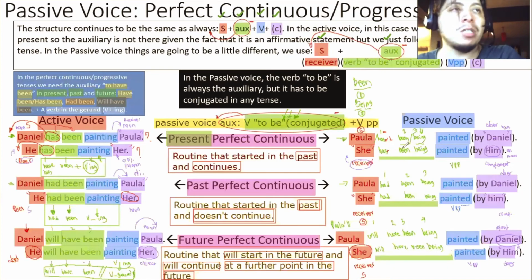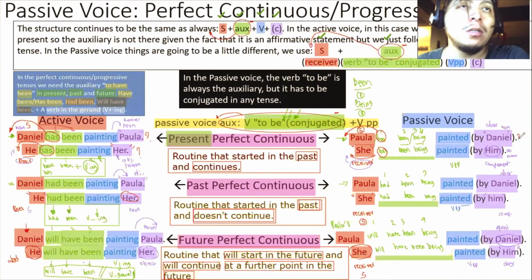¿Qué pasa si queremos hacer una pregunta? Otra vez, solo la primera parte del auxiliar cambia su lugar con el sujeto. ¿Sí? Solo la primera parte del auxiliar cambia su lugar con el sujeto y entonces ya tenemos una oración de pregunta. Es una pregunta de sí o no. ¿Has Paula been painted by Daniel? ¿O has she been painted by him? ¿Ha estado ella siendo pintada por él? Esta es una pregunta de sí o no.